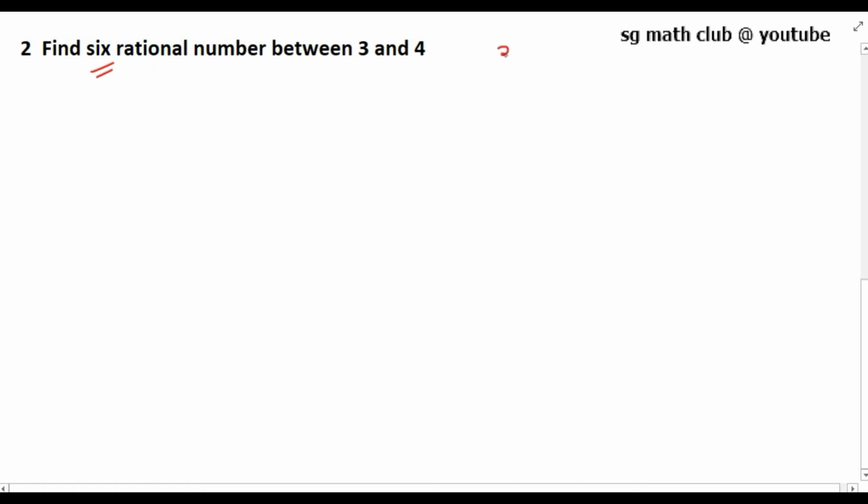Here the numbers they have given are 3 and 4. You take the bigger number as y and the smaller number as x. So there is a formula to find the rational numbers. We will take d equal to y minus x divided by n plus 1. Here n is equal to 6 because they have asked for 6 rational numbers. If they ask you to find 5 rational numbers, you can take the value of n as 5.